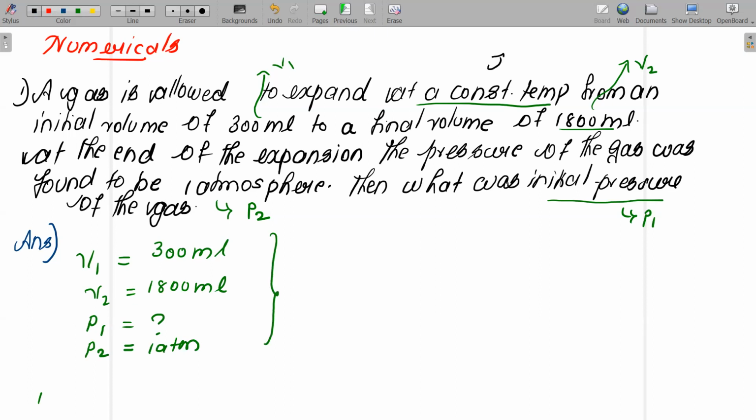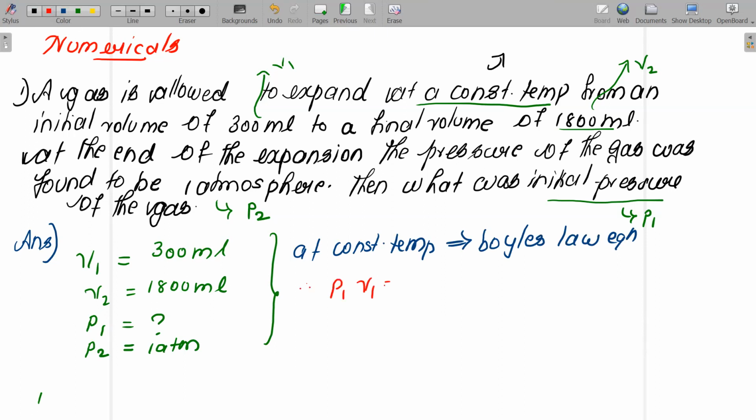At constant temperature, this is happening, right? So you can use Boyle's law, right? You can use Boyle's law equation. So what is Boyle's law equation? That is P1 V1 is equal to P2 V2. Am I right? So here, which term should you find? The P1 term you should find. Therefore, sorry, P1 is equal to P2 V2 divided by V1.